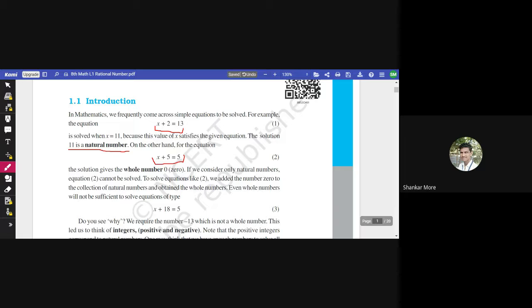Now when we add 0 to the set of natural numbers, so then we get the set of whole numbers, right? So how can we define whole numbers? Basically natural numbers plus 0. The set formed by combining natural numbers and 0 is called the whole number set, right?